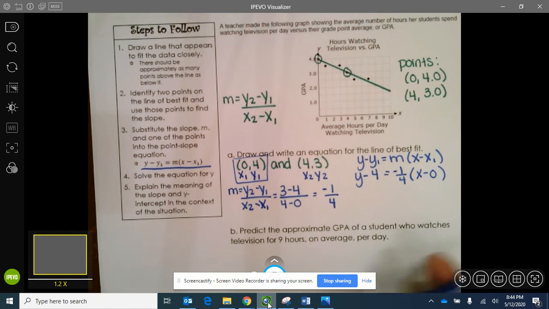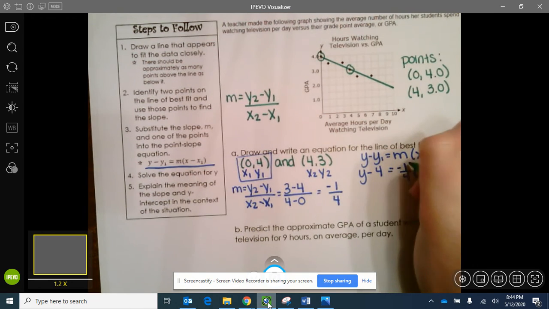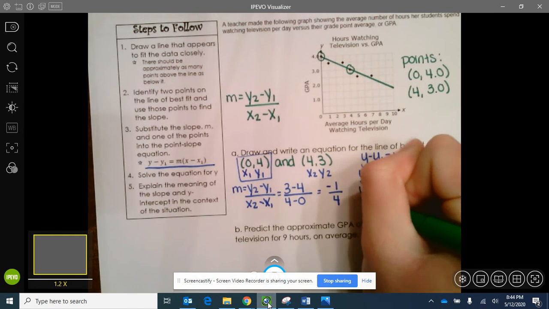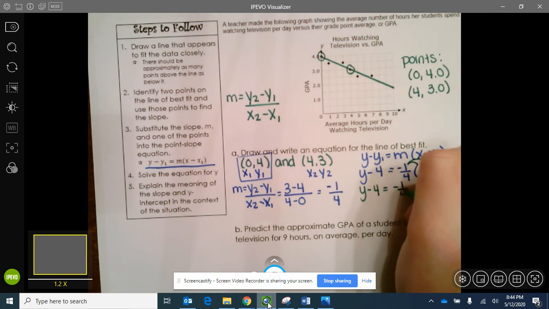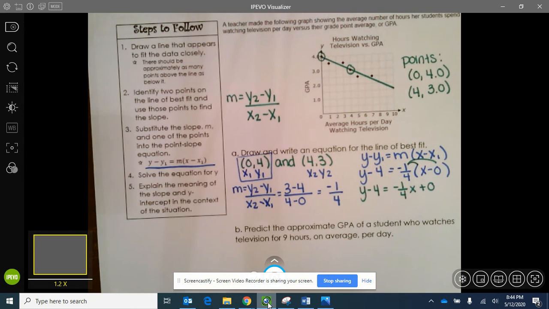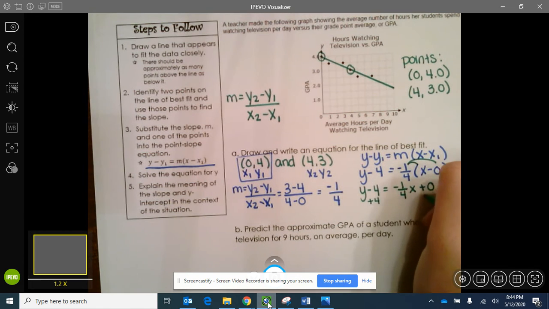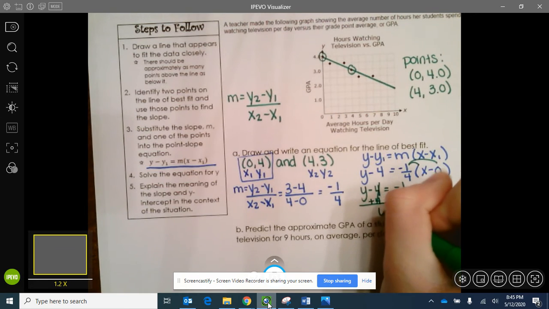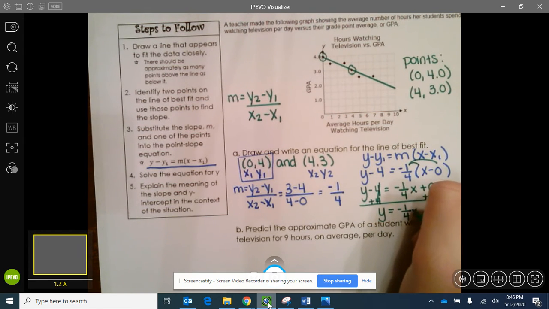Okay, now once you get your equation in point slope form, you do have to go ahead and convert it over to slope intercept. So remember, slope intercept form is y equals mx plus b, and y needs to be by itself. So to go from point slope form to slope intercept, you need to solve this equation for y. So I'm going to distribute my fraction. So I get negative 1/4 x plus 0, because negative 1/4 times 0 is 0. I'm going to add 4, trying to get my y by itself. I get y equals negative 1/4 x plus 4.